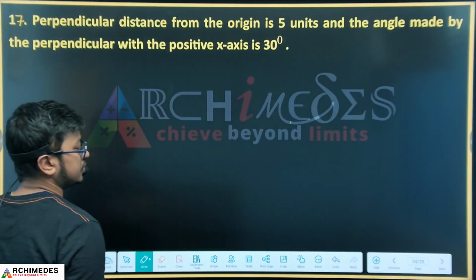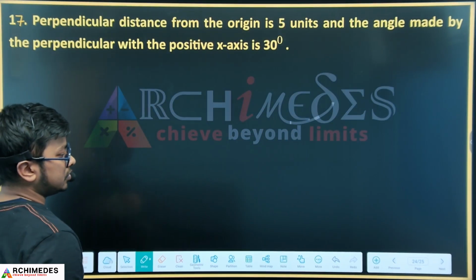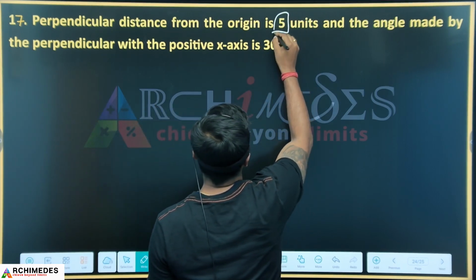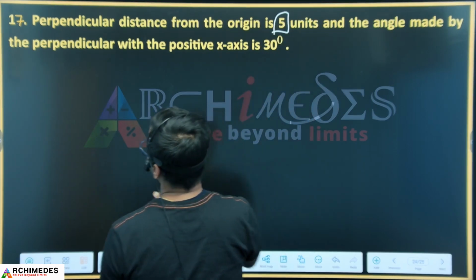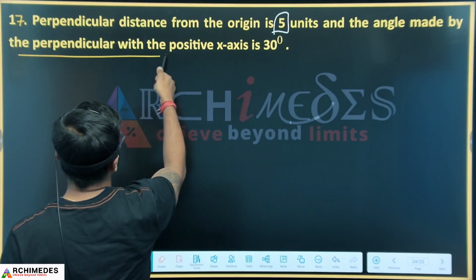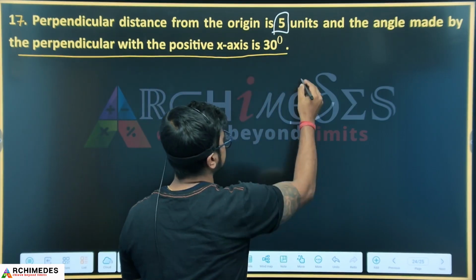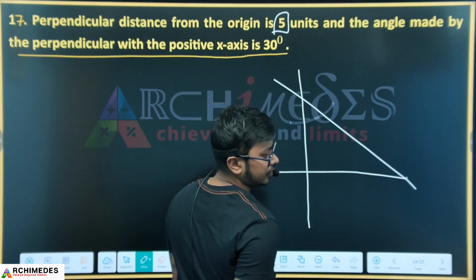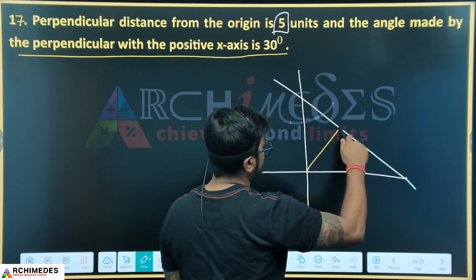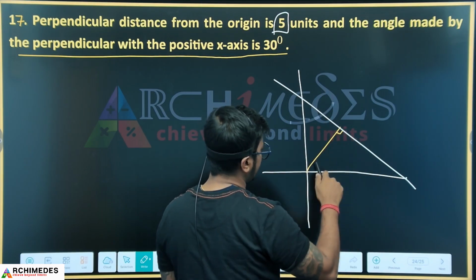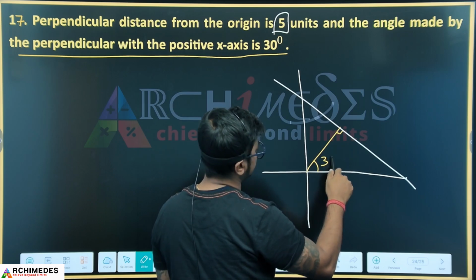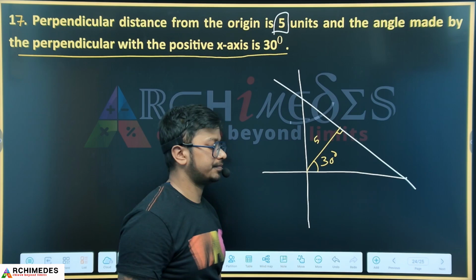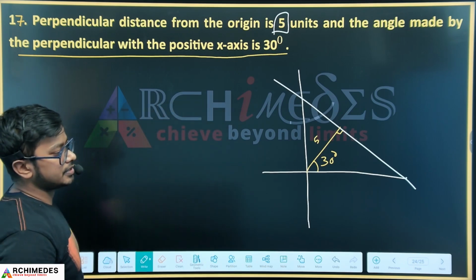Check it here. What is given? A perpendicular distance from the origin is given as 5 units, and the angle made by that perpendicular with the positive axis is 30 degrees. That means they are talking about this. So this is a line. Clear? This is the perpendicular distance, and this perpendicular makes 30 degrees, and this distance is given as 5.